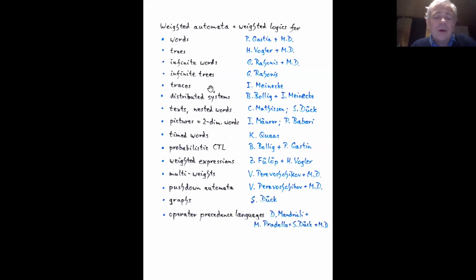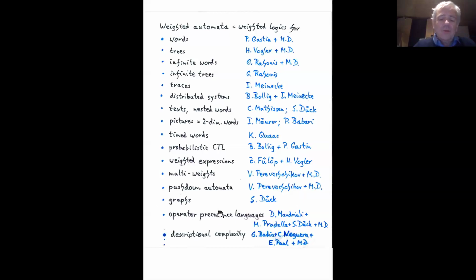And if it is true for so many structures here, the question is, is there a general result? And in fact, there is. One can do it for graphs, and weighted graphs. And then pushdown automata, but here things get undecidable very quickly. So because of this, Mandrioli and Pradella from Milano investigated operator precedence languages, and one can also do it in a weighted setting. And the most recent result, in descriptive complexity, one can also do it in a weighted setting, with Guillermo Carlos Noguera, Eric Paul, and myself.